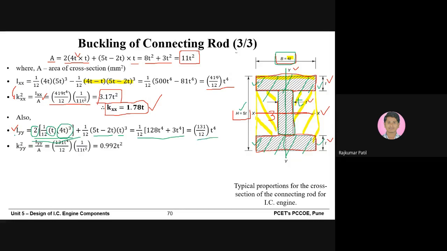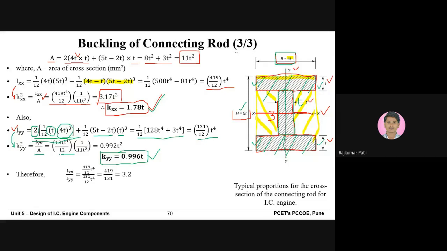Again, this moment of inertia can be expressed in terms of radius of gyration in y plane. So it is equal to Iyy upon A, put the values and simplify and take the square root. So the radius of gyration in y plane is 0.996 t. So we have radius of gyration in y and x plane.